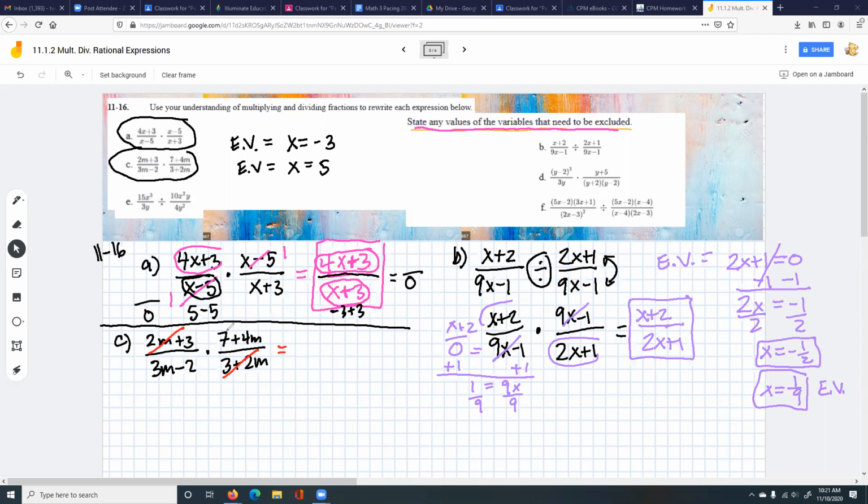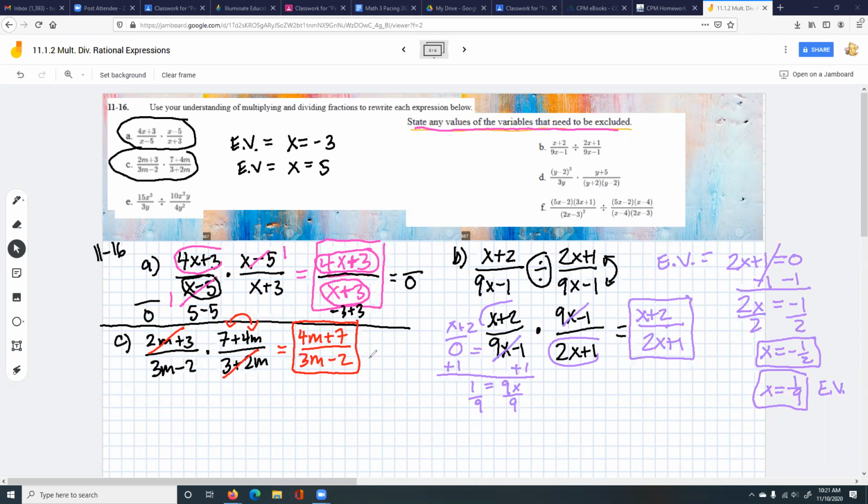I'm going to reverse this because this looks weird. I'm going to make it 4m plus 7. We like to put the variable first, so I'm going to switch those two around. It's addition, you're allowed to do that. And this is 3m minus 2. We're not allowed to cancel the m's, right? Because there's pluses and minuses connecting this stuff. So we can't reduce anything else. So that's going to be your answer.